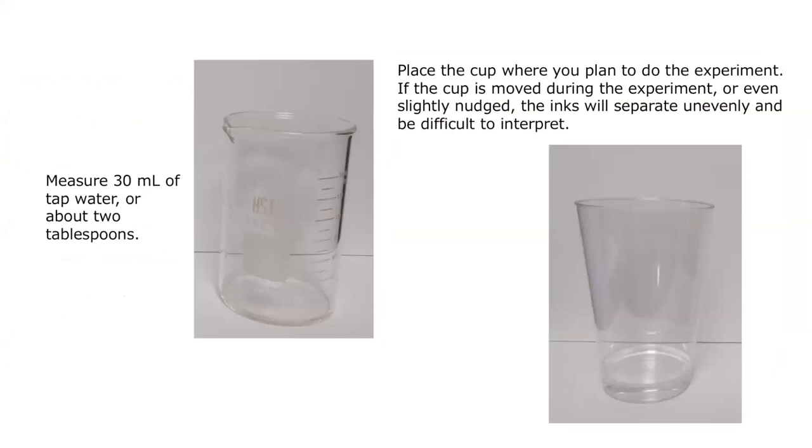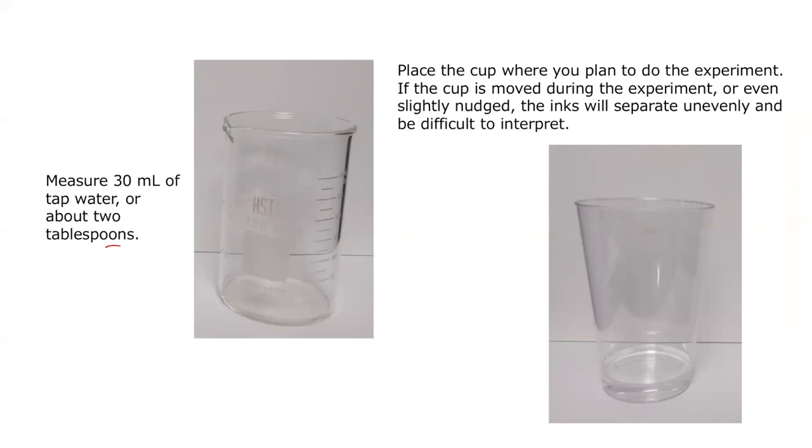So you have this all set right now. You have a piece of paper with a dot at the bottom, and this is all stuck to the pencil. Set that aside. Now you want to measure some water. So you can use your beaker or you can use a tablespoon. You want about 2 tablespoons of water. Go get your cup and set it wherever you're going to do your experiment.